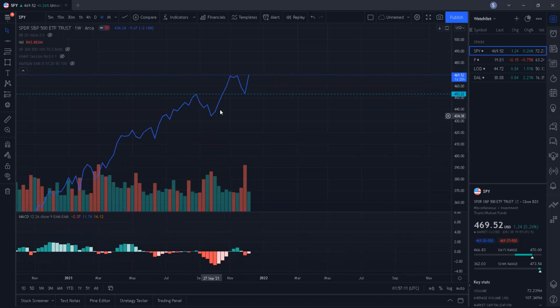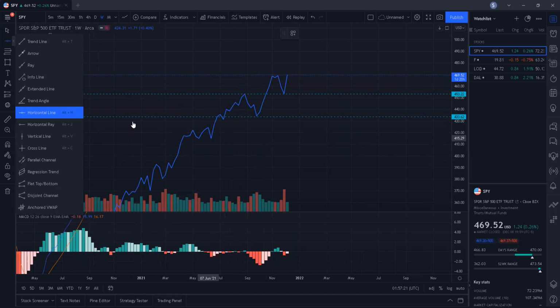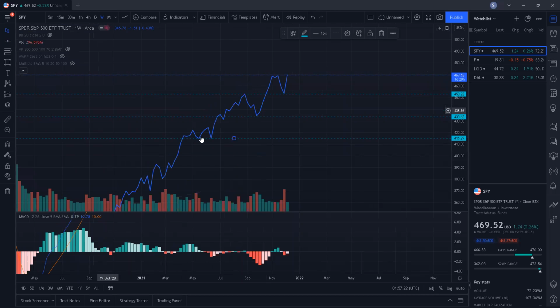Determining the strength of support is done by looking at how many times the price bounces off of that level. So I'm looking for areas where the price bounces multiple times. We can see right here, 2 bounces. I can pretty confidently say that this is a fairly strong support.